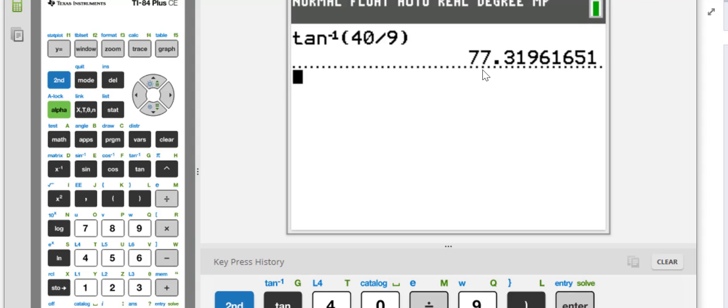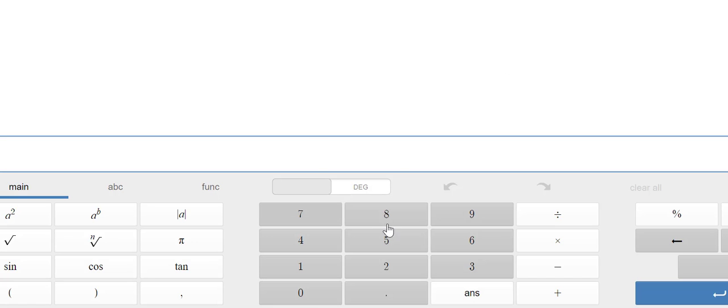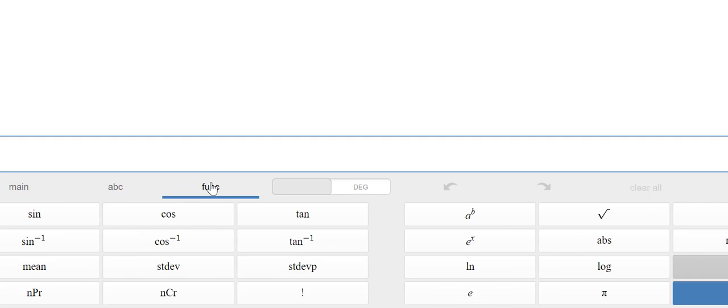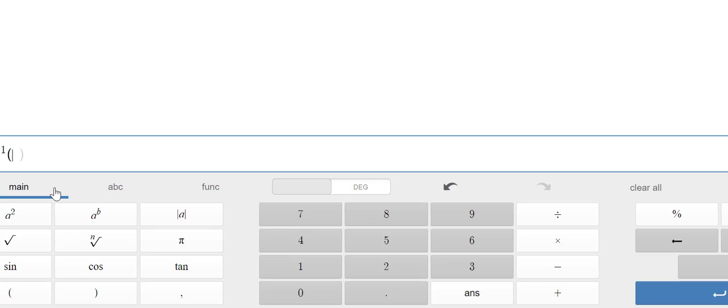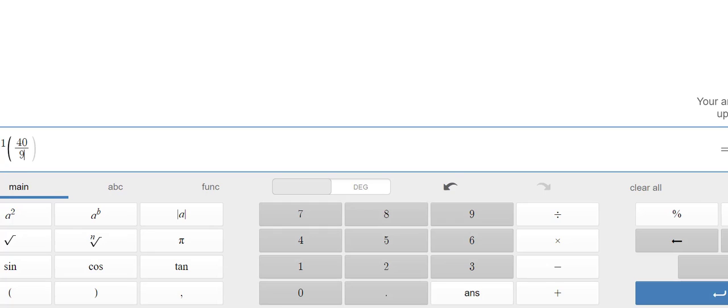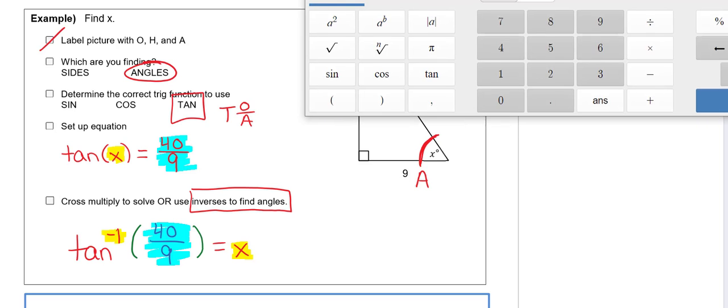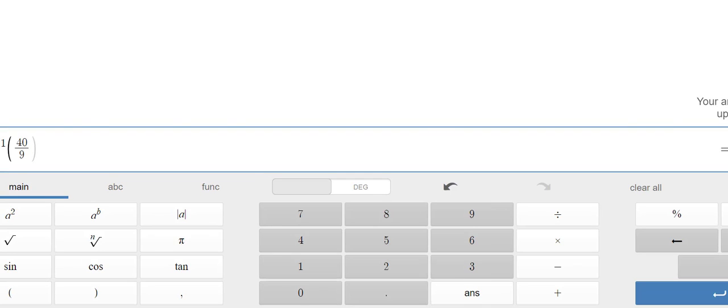If you don't have a TI, we know we all love to use Desmos, so let's take a look at that. Again, on Desmos, make sure you're in degree mode. And we see our sine, cosine, and tangent buttons. But in order to get those inverses, we have to hit function. When you hit function, you can see the keys change. Now we can see inverse sine, inverse cosine, and inverse tangent. So we're going to hit inverse tangent. I'm going to go back to the main screen here. And again, I can type in my 40 divided by 9. And we get that same answer. Sorry, it's cut off on the screen. Maybe you can see it here.